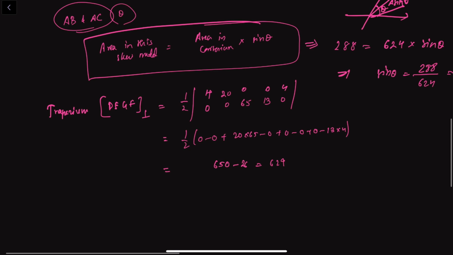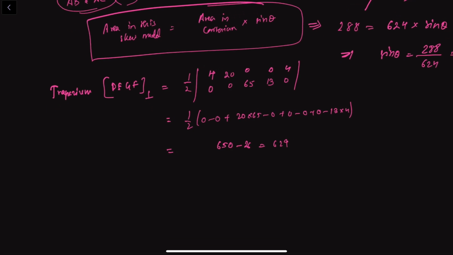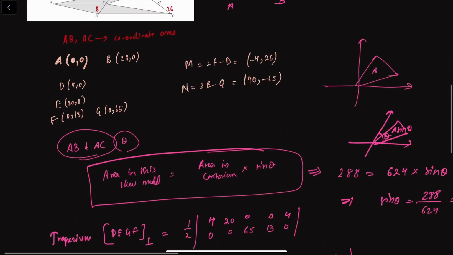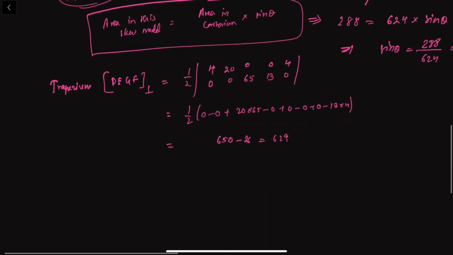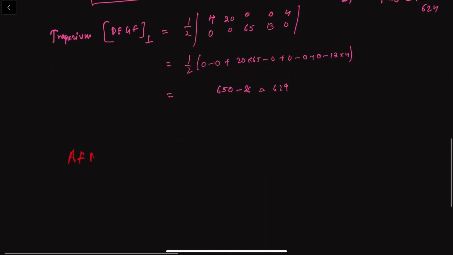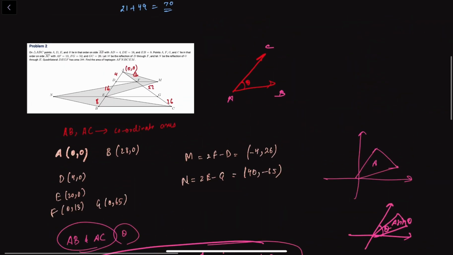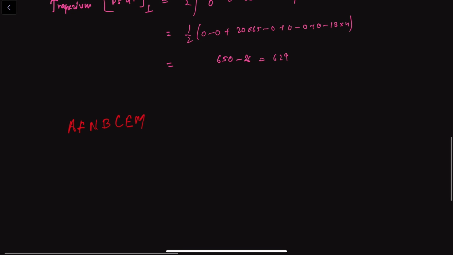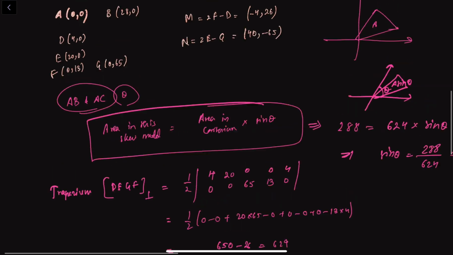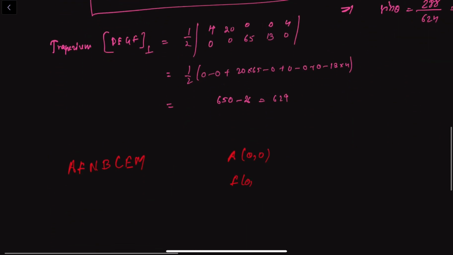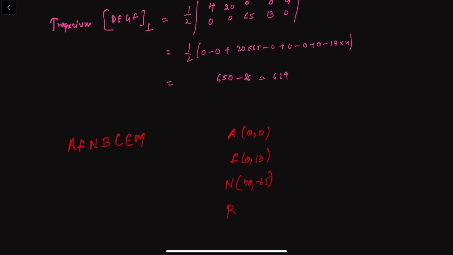Now we can quickly find the area of this heptagon in a Cartesian system. The heptagon is A F N B C E M. We already know the coordinates, so let me write them once again. A is 0, 0. F is 0, 13. N is 40, minus 65. B is 28, 0.